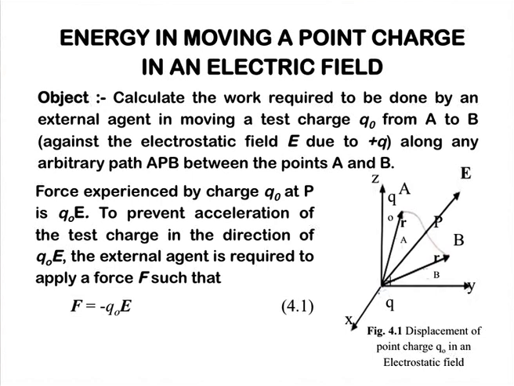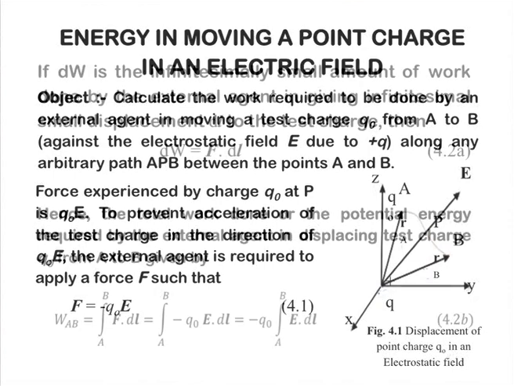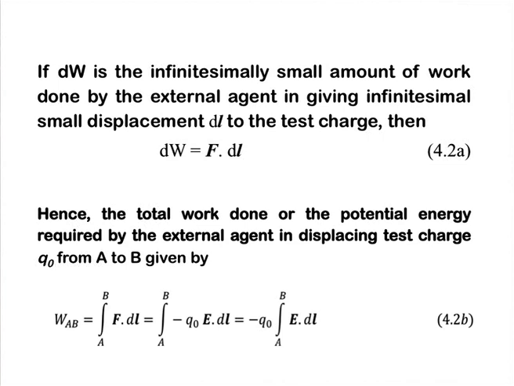The force experienced by a charge Q0 at P is given by Q0 E. To prevent the acceleration of the charge in the direction of the electric field, the external agent is required to apply a force F such that F is equal to minus Q0 E. If dW is the infinitesimal amount of work done by the external agent in giving infinitesimal displacement dl to the test charge, then dW is equal to F dot dl, as shown in equation 4.2a.